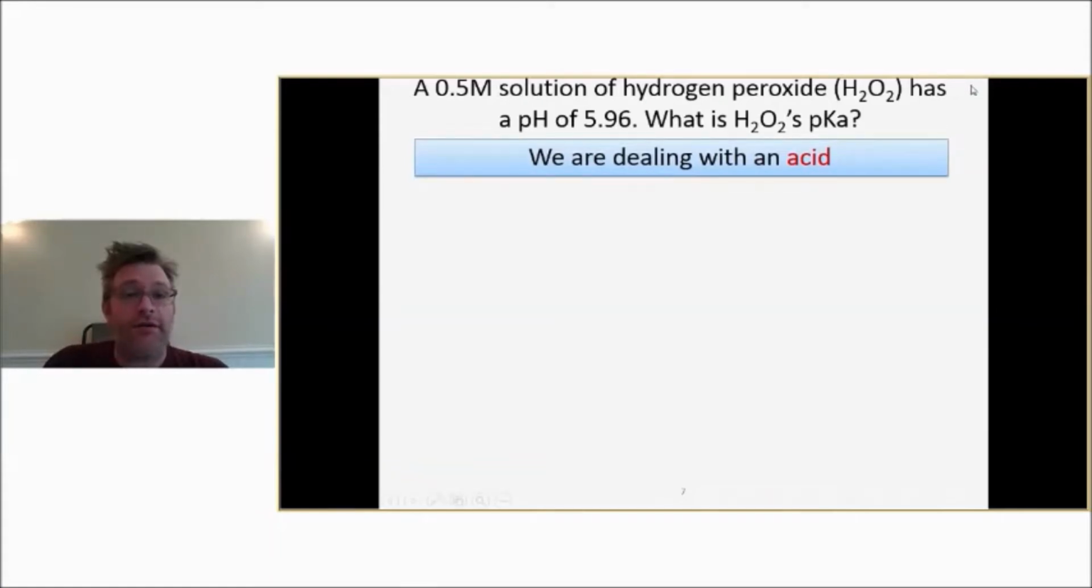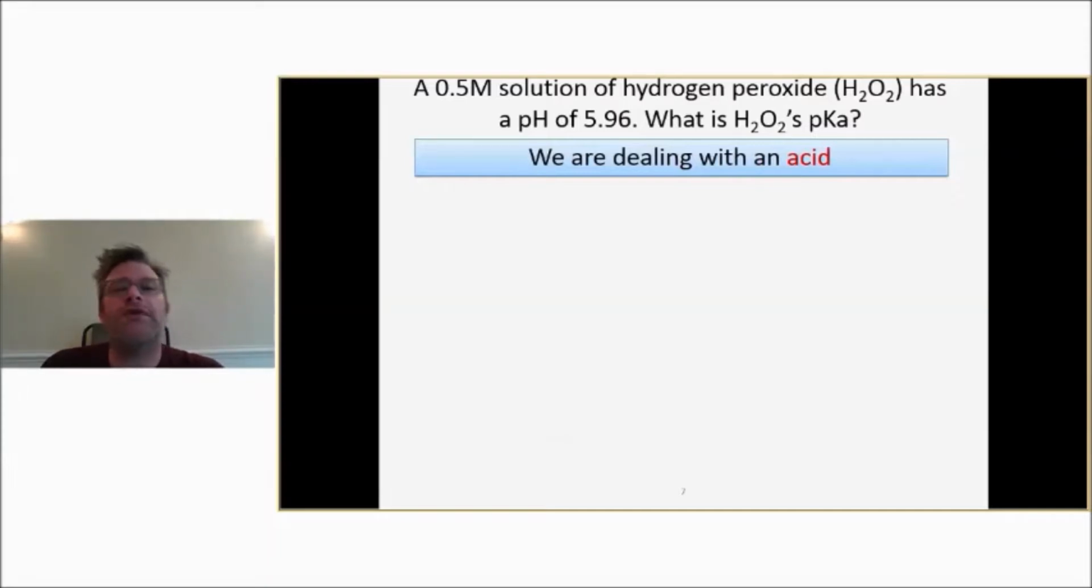Let's try another example. Let's say we have a 0.5 molar solution of hydrogen peroxide, which has a pH of 5.96. And the question is, what is hydrogen peroxide's pKa? That's right, hydrogen peroxide can be an acid.